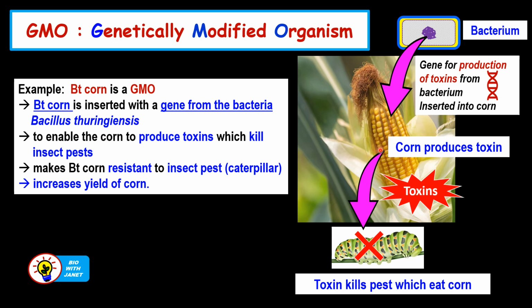Now, when the pest eats this type of corn, the toxin will kill the pests, such as caterpillars. So this makes the BT corn resistant to insect pests like caterpillars, and it will help to increase the yield of the corn because the corn will not be eaten by the pests, right? The word BT stands for Bacillus thuringiensis, because the corn has received a gene from this Bacillus thuringiensis.